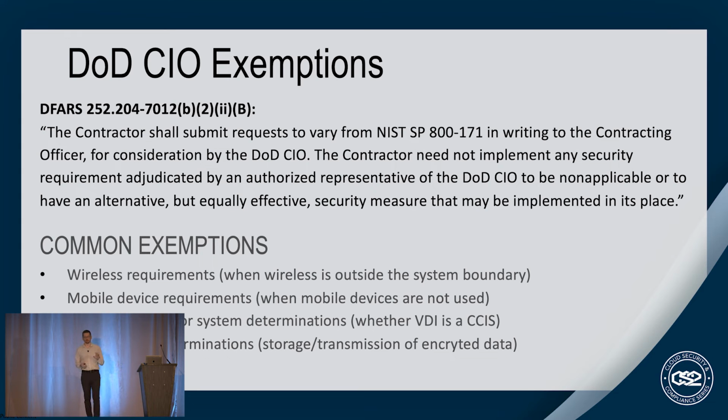Won't go into too much detail here, but of course you can request exceptions or planned variances for controls that don't apply to your organization. That is done directly through the DoD CIO's office. You make a request, you get a response, you keep that response on file. If it's approved or allowed, you're good to go. Some common examples that we run into: I don't use wireless networking in my isolated CUI handling environment, so I don't think I should have to worry about wireless requirements.